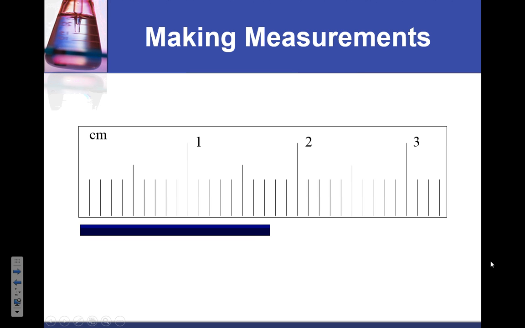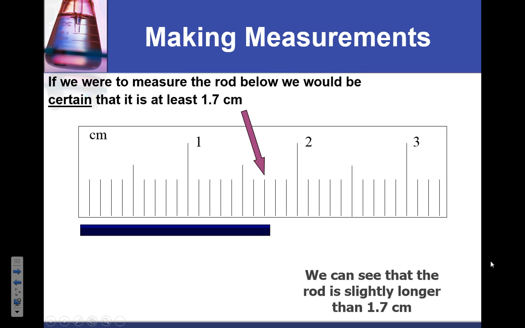So if we're going to measure this bar with this centimeter ruler, we know that it's at least 1.7. I mean, we're not unsure of that. Every single person who's using this device accurately would say, yes, it's definitely more than 1.7, but it's not 1.8. So everybody would say with certainty that the 1.7 we could all agree on.